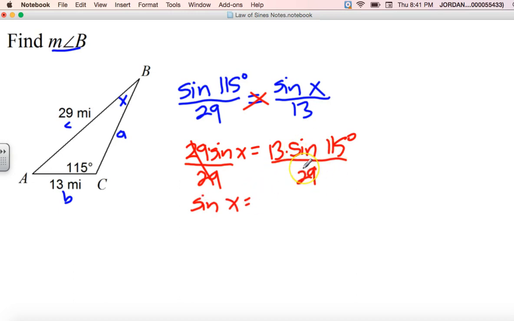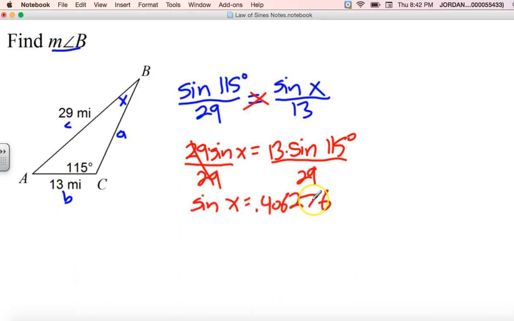Now I'm going to type all this in my calculator. You guys can't see it, but what I'm going to type in is 13 times sine. Make sure it's in degrees first. You always got to make sure it's in degrees. So you're going to do 13 times the sine of 115 degrees. Then you want to take that and divide it by 29. And you should get 0.406276.